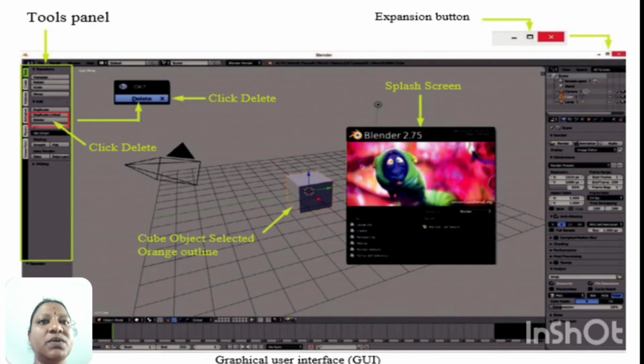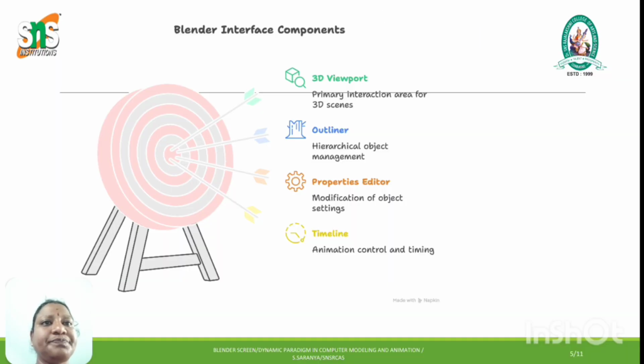The next is the tools panel. This is the splash screen. The cube object is selected with an orange outline. We can change the particular object's outline by using the tools panel and the splash screen.